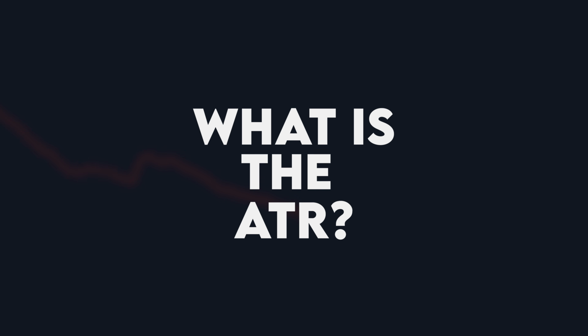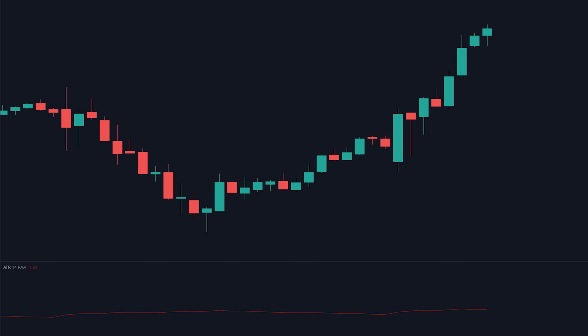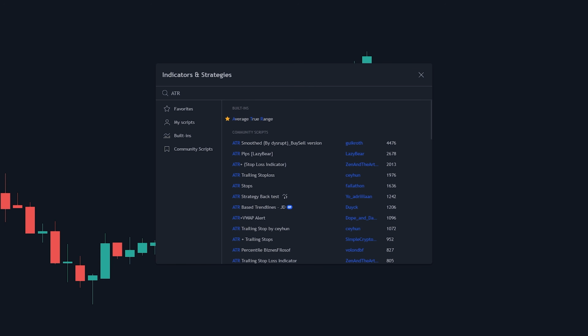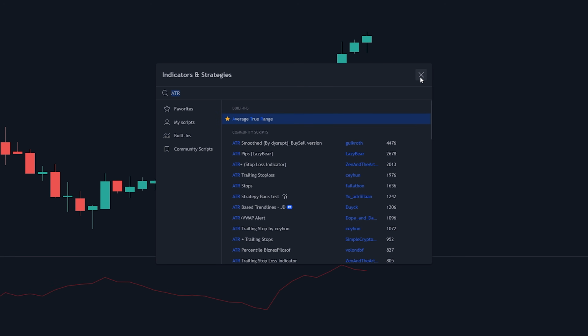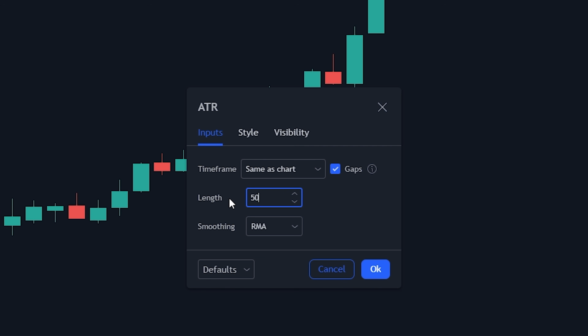So what is the ATR? The ATR is the average true range. What this indicator is doing is taking the past 14 candles and telling us what the average size of those 14 candles is. Now, whenever you add this indicator to your chart, you can change the settings of it to whatever you want. So you can make it look at the past 50 candles or 5 candles, whatever number you really wanted. Me personally, I like to keep it at the default of 14.